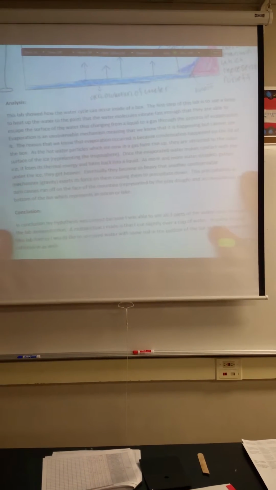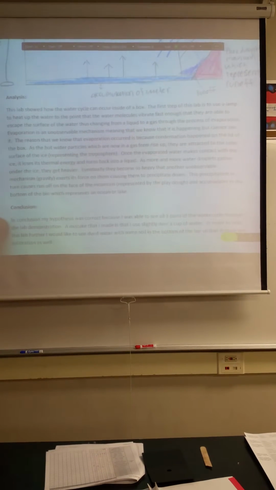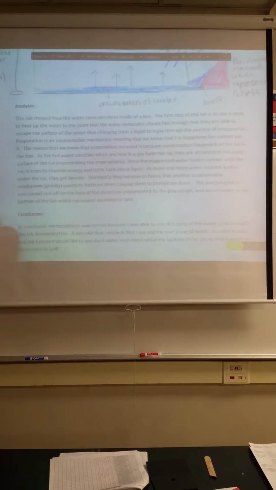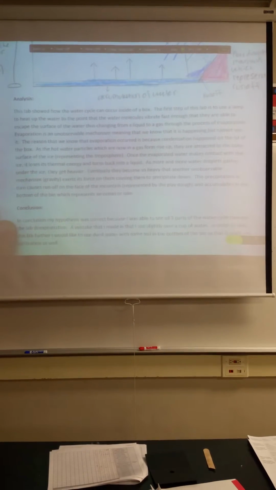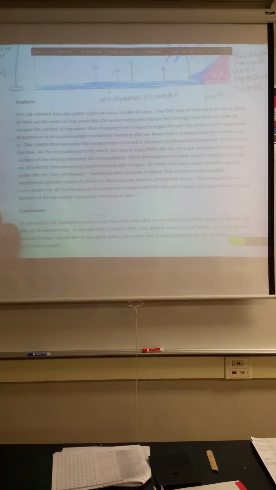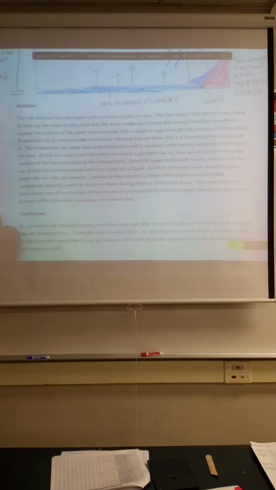Our example of analysis. So this lab showed how the water cycle can occur inside a box. The first step of this lab is to use a lamp to heat up the water to the point that the water molecules vibrate fast enough that they are able to escape the surface of the water, thus changing from liquid to a gas through the process of evaporation. Evaporation is an unobservable mechanism, meaning that we know that it's happening but cannot see it.